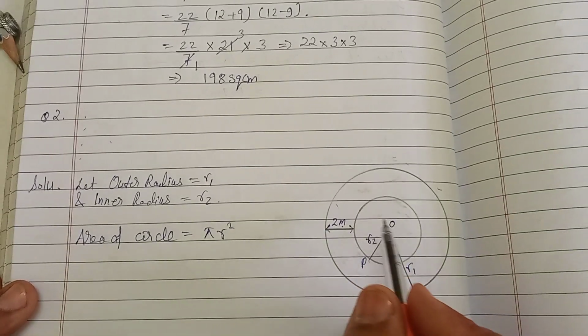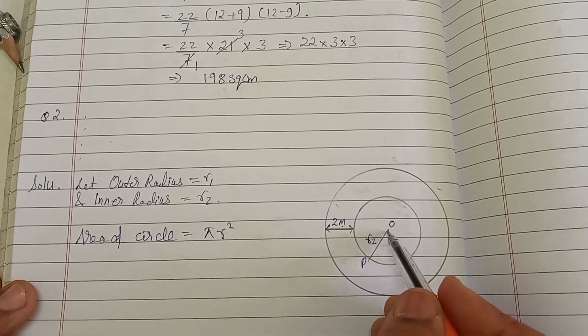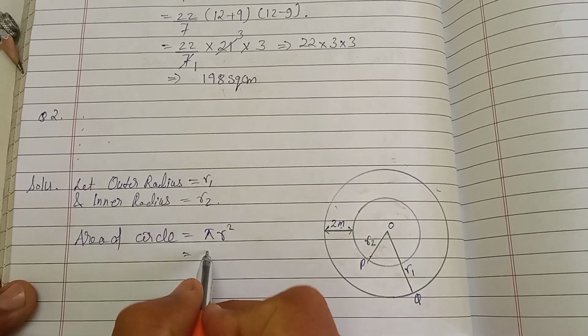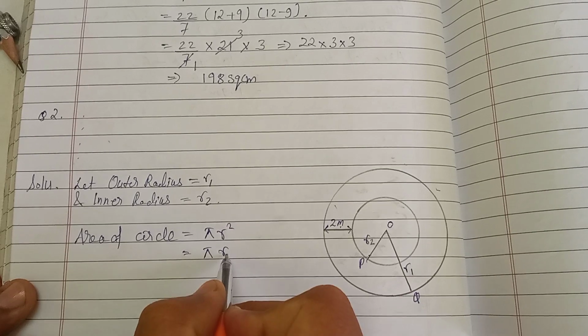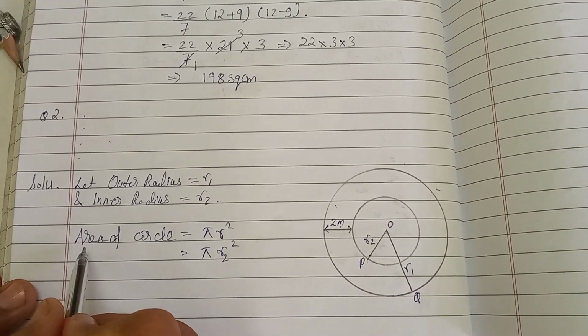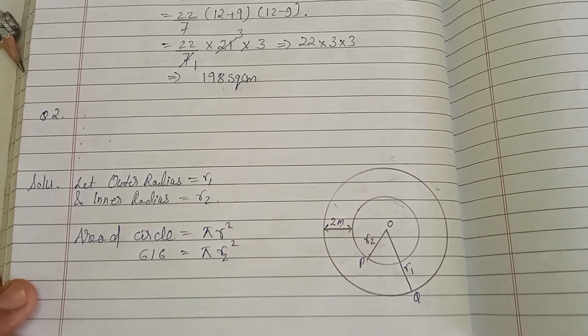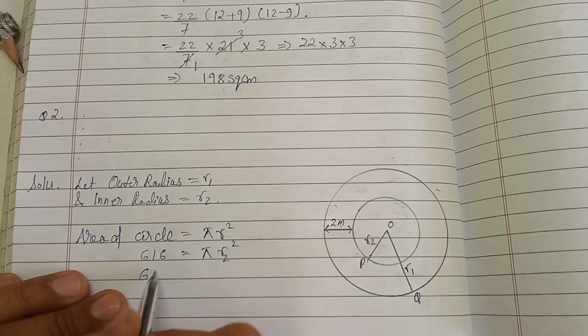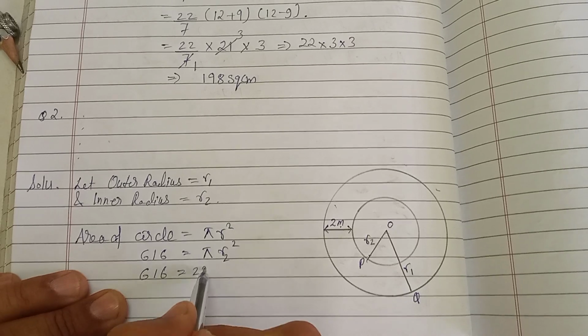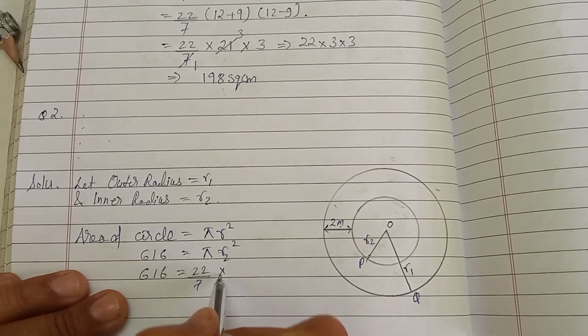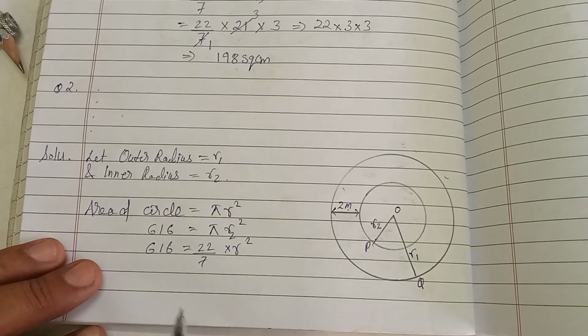We are finding the value of the inside one, that is r2. That means in the next step you have to write pi r2 square. What is the value of the area of the circle? It is given 616. Is it clear? Now put the value of pi. 616 equals 22/7 into r square. Now cross multiply it.